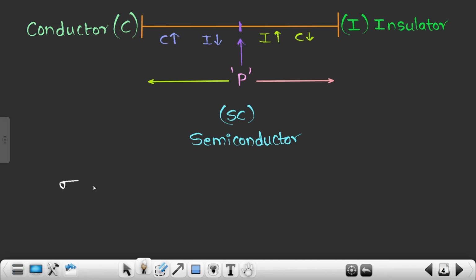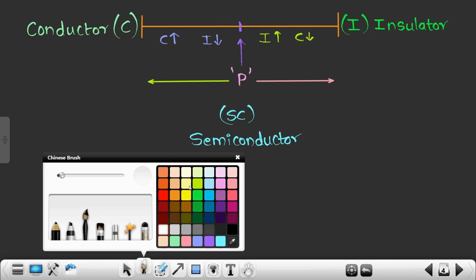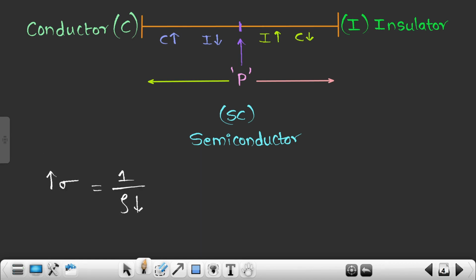Okay, conductivity is the reciprocal of resistivity, right? So if my conductivity is increasing, my resistivity is decreasing. If my resistivity is increasing, my conductivity will decrease. So they are reciprocals of each other, right? Great. Let me just highlight it.